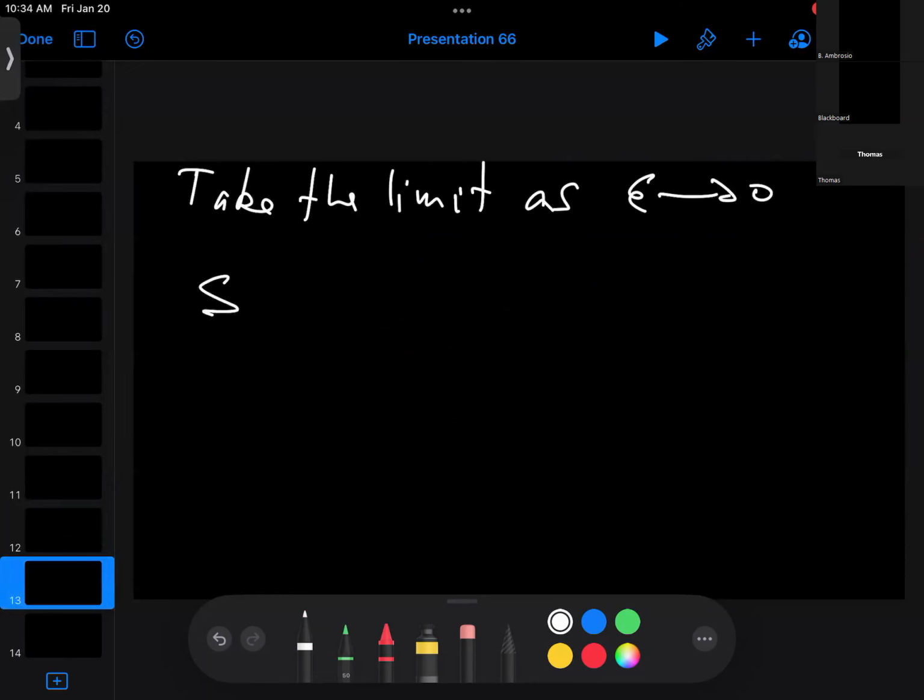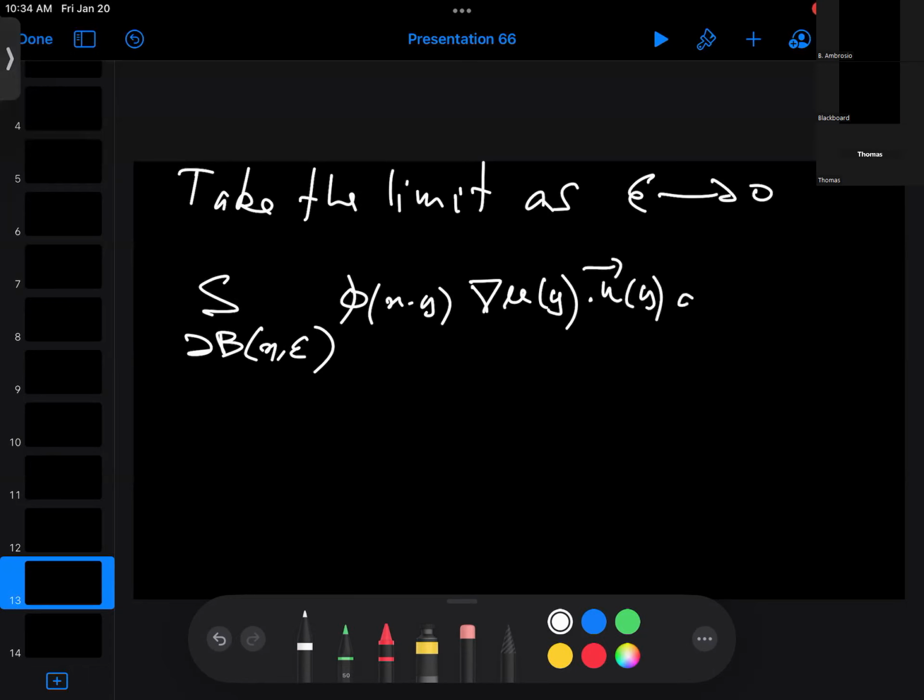Let's work first with this term here. Let's look at the integral over the boundary of B(x, epsilon) of phi(x minus y), grad u(y) scalar with n(y), with the Lebesgue measure on the boundary. This takes values in R. So let's look at the absolute value of that. It will be less than the integral over.